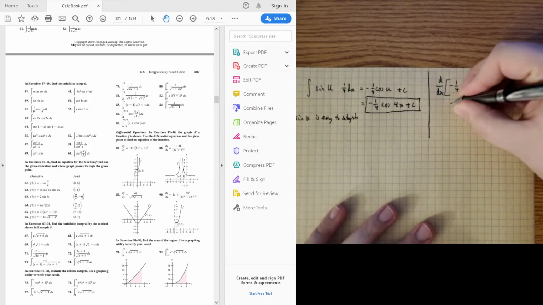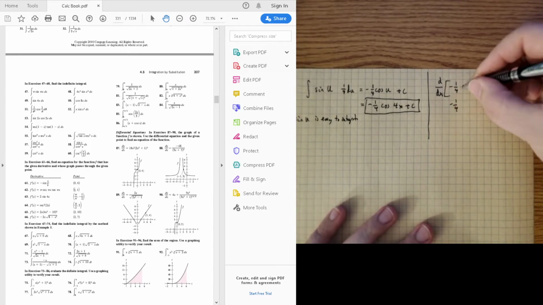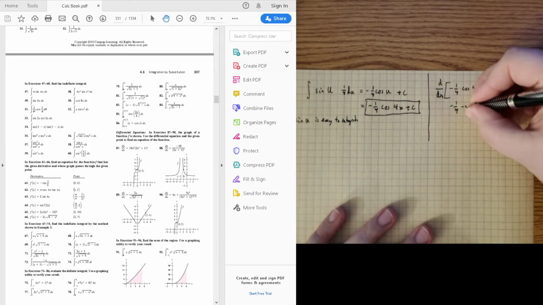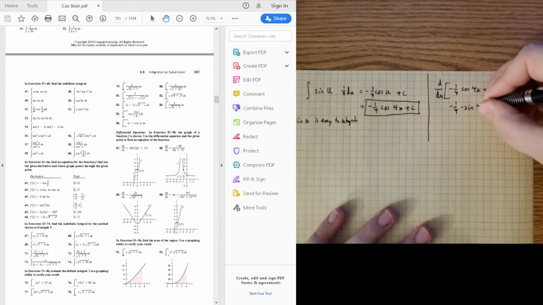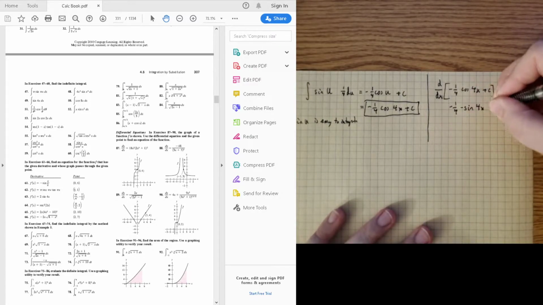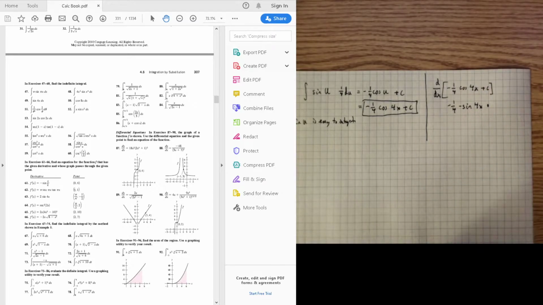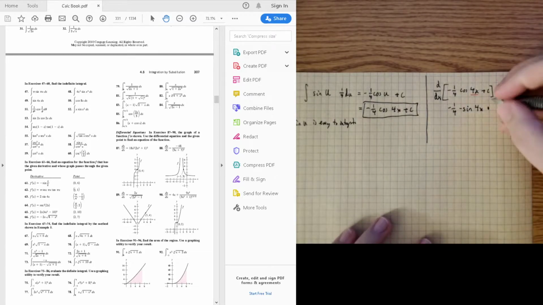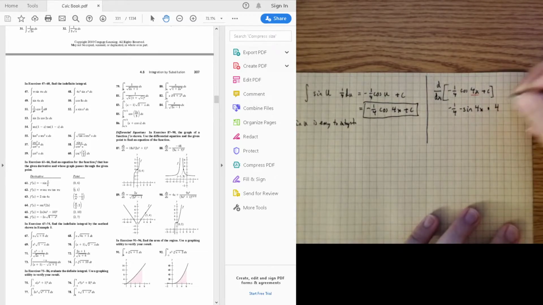Negative 1/4 is just negative 1/4. Since it's being multiplied to cosine, it doesn't do anything. We have cosine of 4x. That's going to be a chain rule. Cosine becomes negative sine. And then you have to multiply this by the derivative of the inside. It's a chain rule problem. Don't forget that. We have to chain the 4x inside. And the derivative of 4x is just 4.